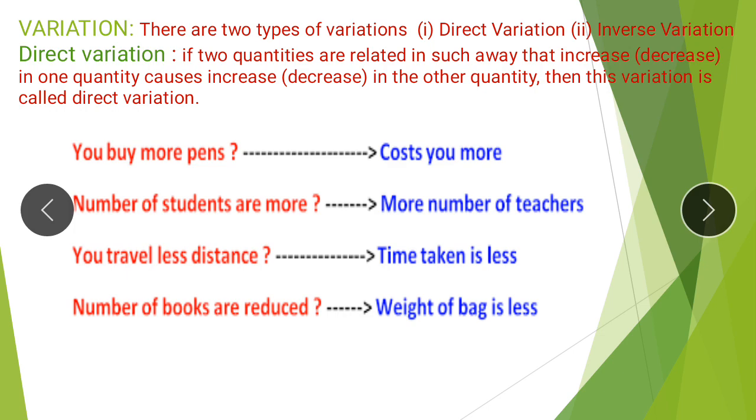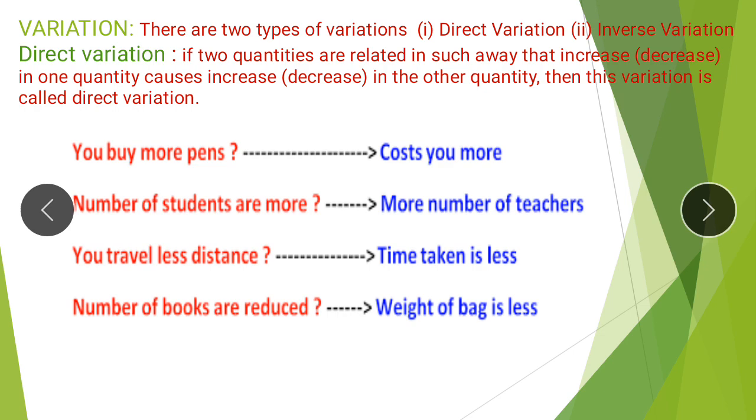Direct variation. If two quantities are related in such a way that an increase in one quantity causes an increase in the other quantity, or a decrease in one quantity causes a decrease in the other quantity, then this variation is called direct variation.